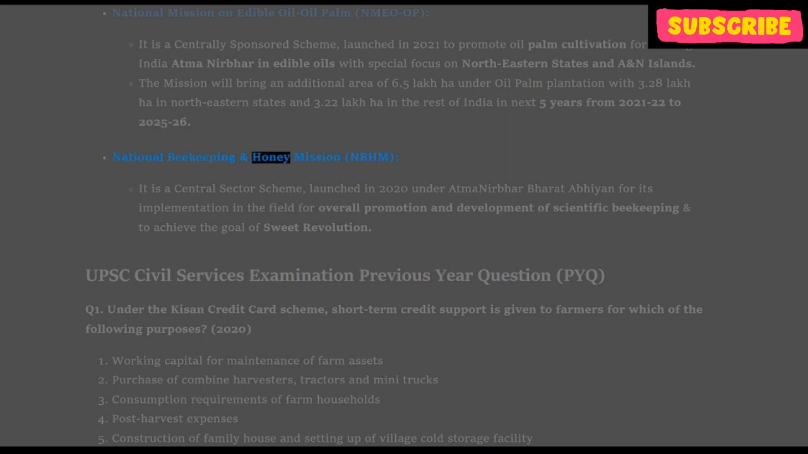National Beekeeping and Honey Mission, NBHM. It is a central sector scheme launched in 2020 under Atmanirbhar Bharat Abhiyan for its implementation in the field for overall promotion and development of scientific beekeeping and to achieve the goal of sweet revolution.